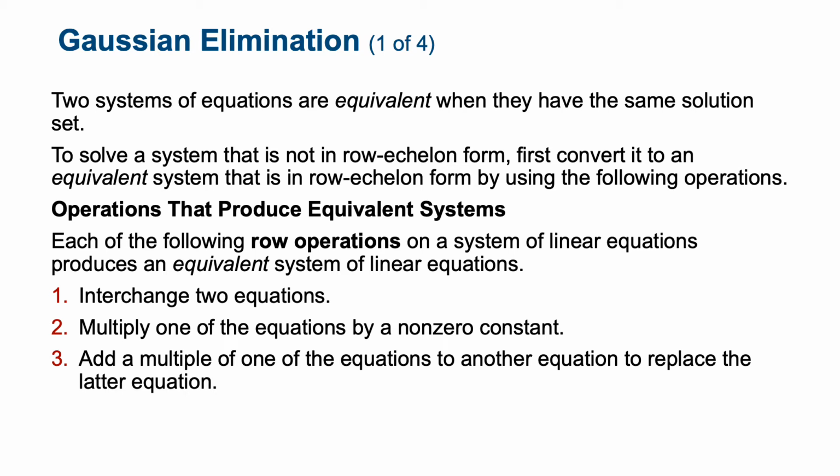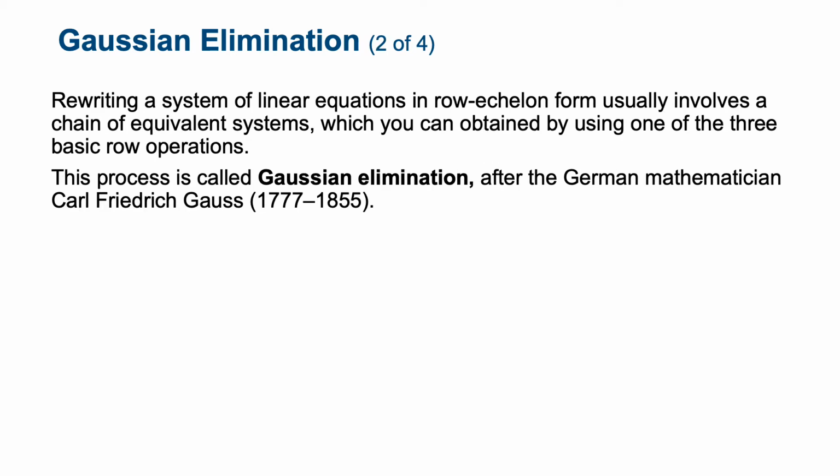We can interchange 2 equations, we can multiply one of the equations by a non-zero constant, and we can add a multiple of one of the equations to another equation to replace that former equation. So it's basically like we're using elimination, right? We already know how to do that, but we're eliminating x, we're eliminating y.